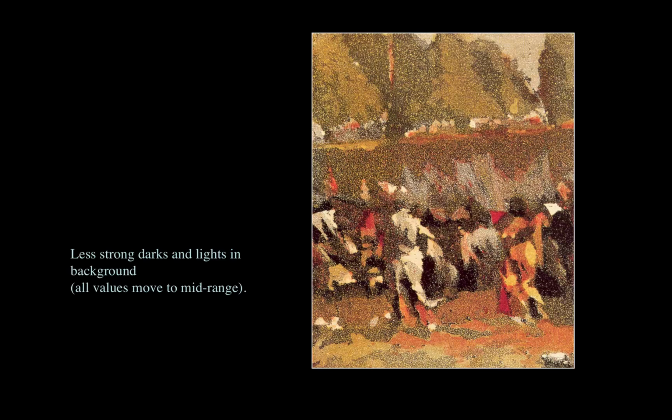The same is true in this Seurat. You can especially see the different levels of lights and darks in the lower foreground. You have to squint your eyes a bit to see this clearly. All becomes mid-range in the mid-upper background of the painting.